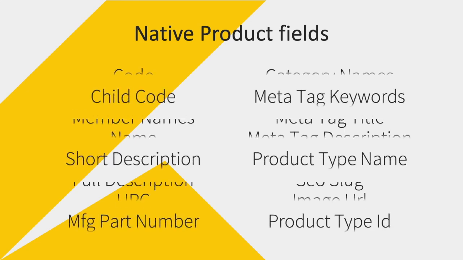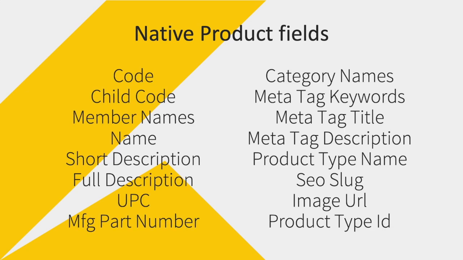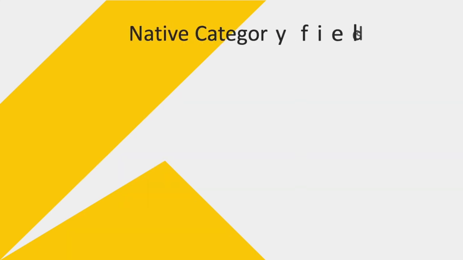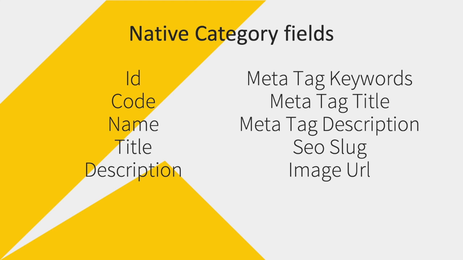Native product fields include code, child code or variation code, member names, collection members, name, short description, full description, UPC, manufacturer part number, category names, meta tag keywords, meta tag title, meta tag description, product type name, SEO slug, image URL, and product type ID. Native category fields include ID, code, name, title, description, meta tag keywords, meta tag title, meta tag description, SEO slug, and image URL.